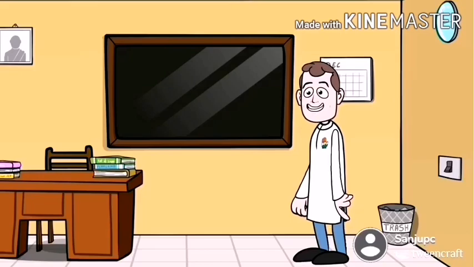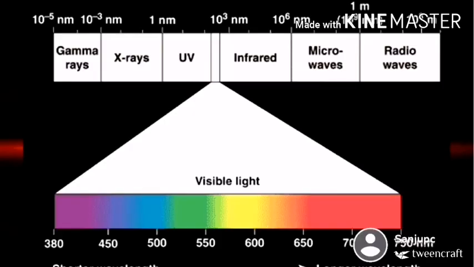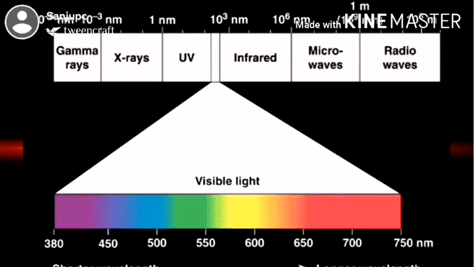Today we are going to see about light. The light which is coming from the sun has 7 types of waves, named as radio waves, microwaves, infrared rays, visible rays, ultraviolet rays, X-rays and the gamma rays.